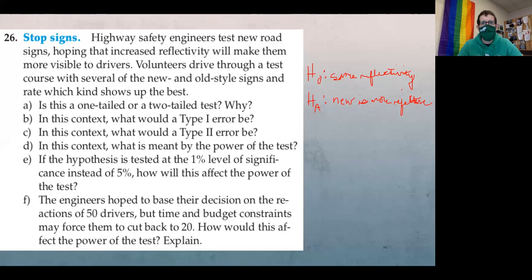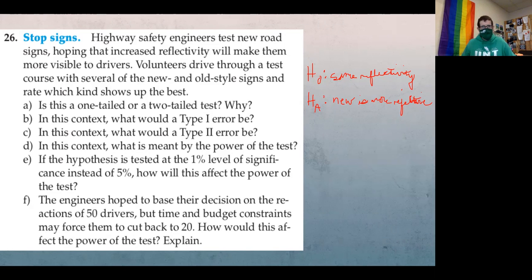Saying that they have the same amount of reflectivity when they've actually not. There it is. If you fail to reject the null, if you say that they have the same reflectivity, when really the new ones are actually better, then that would be a mistake. What is the power of the test? Saying they've gotten better and they actually have. There you go. Concluding that the alternate is true and is actually true. The new is more reflective, and that's true.